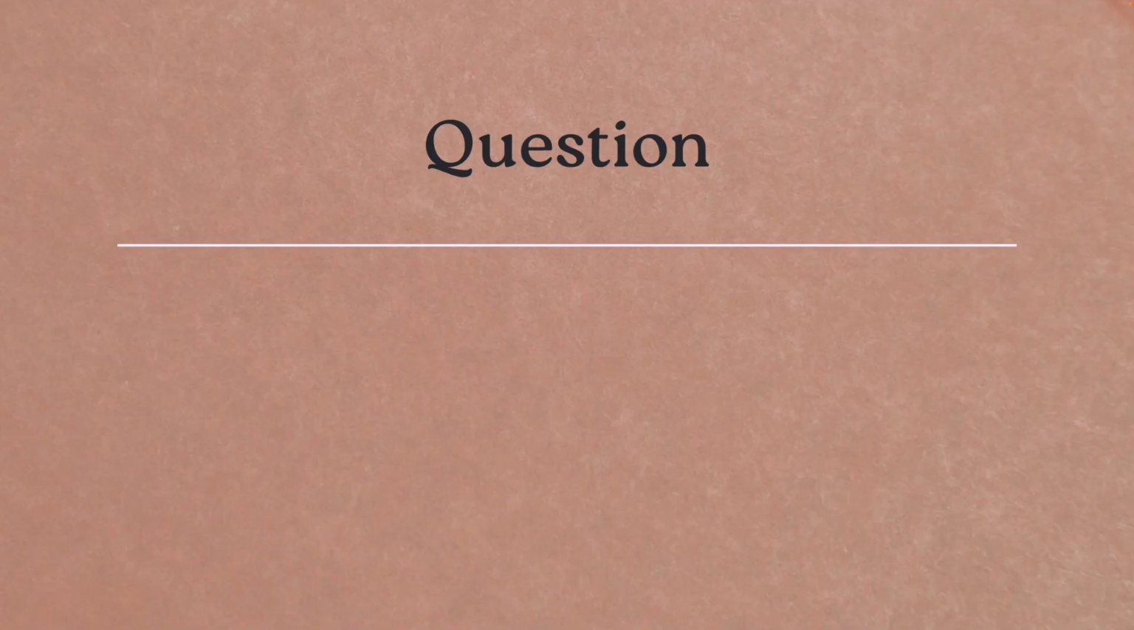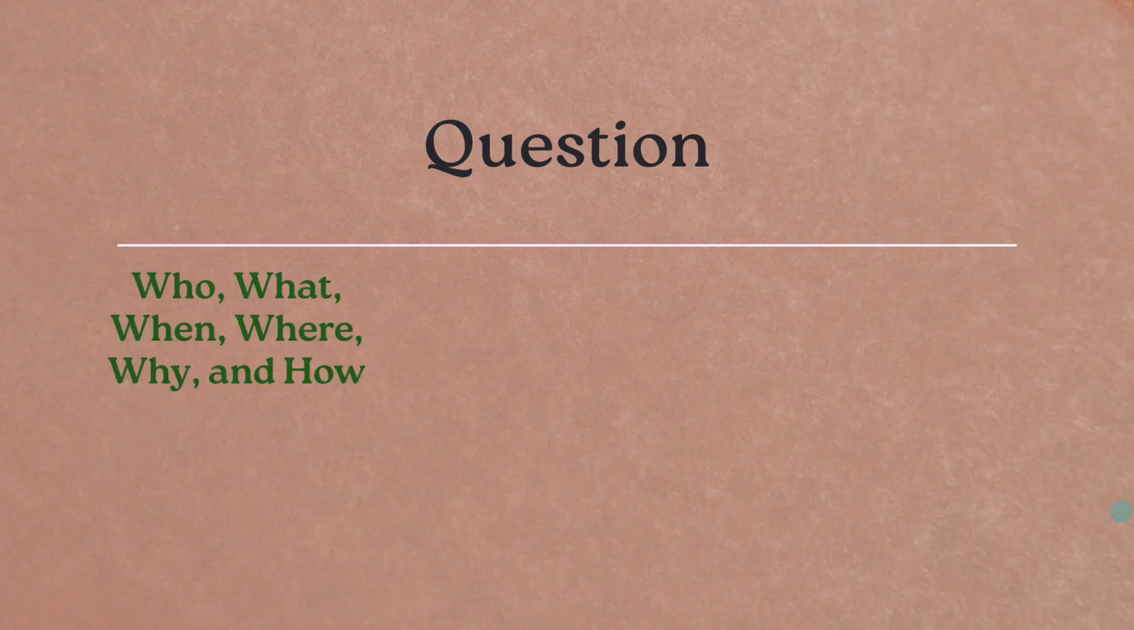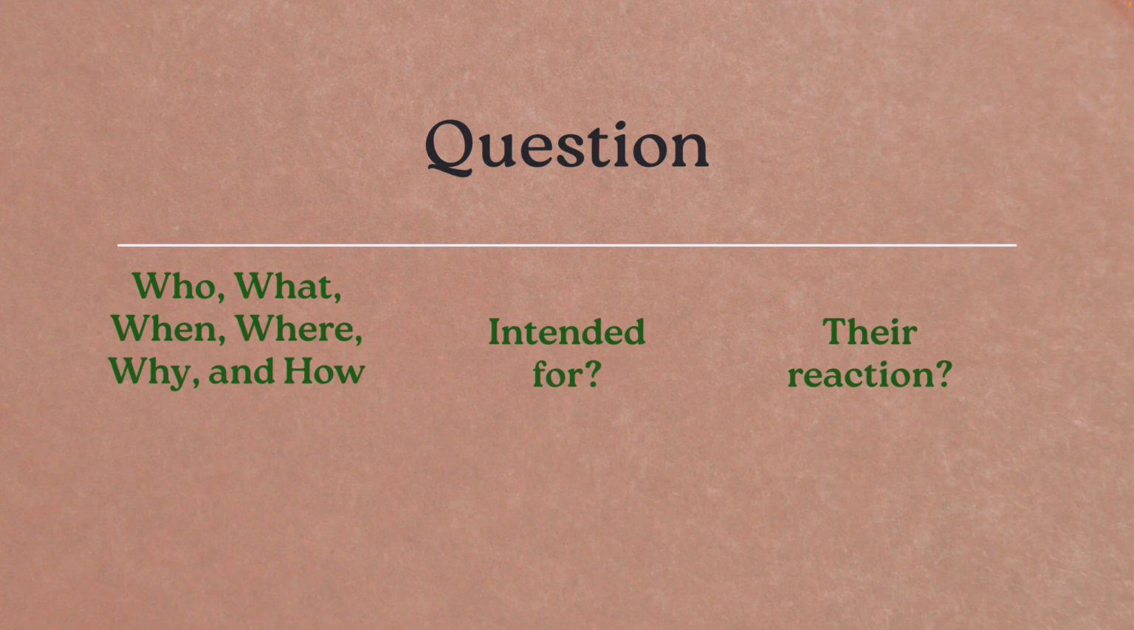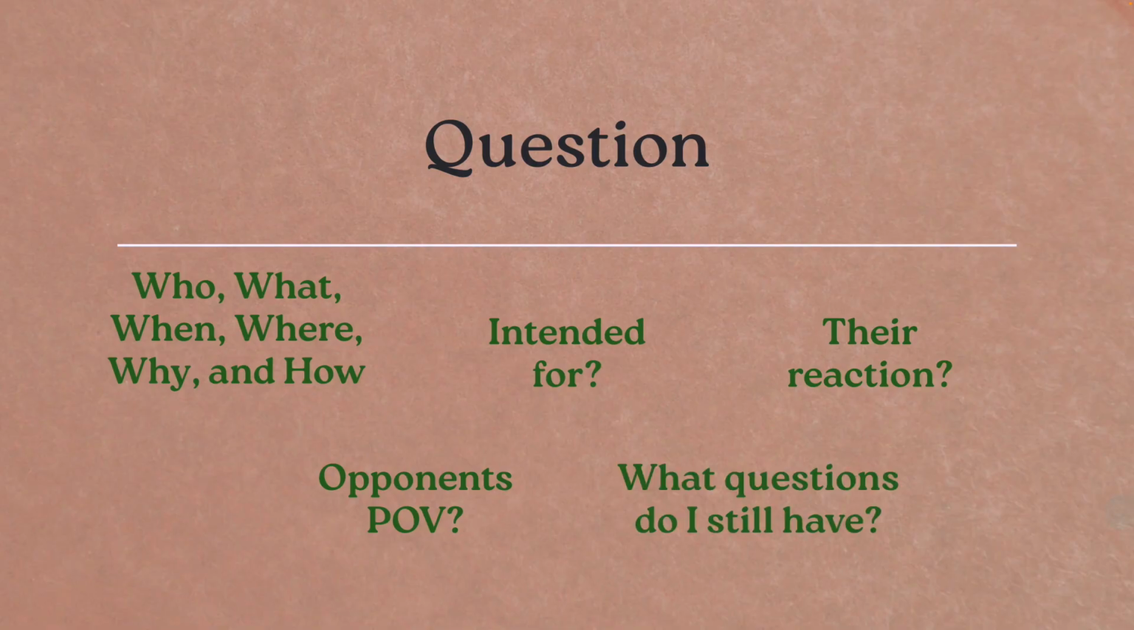The third step is question. In this step, the learner asks thoughtful questions about the political cartoon, using who, what, when, where, why, and how. This helps uncover additional details. Consider who the intended audience was and how they might have reacted. Think about how an opponent might have interpreted the cartoon differently, or how they might have altered its symbolism. Finally, identify what information is still unknown and determine how to find those answers.